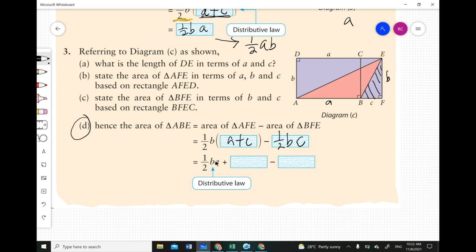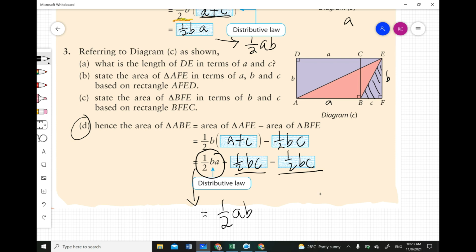So 1 over 2 ba plus this one will be 1 over 2 bc. And then the last one, you just need to copy down, which is 1 over 2 bc. Okay, did you notice something? That they are the same, right? 1 over 2 bc minus 1 over 2 bc, nothing left, no more. Okay, when it is nothing left, so we will get the formula, we can derive it already. It is 1 over 2 ab, just this only, because this minus this, no more.